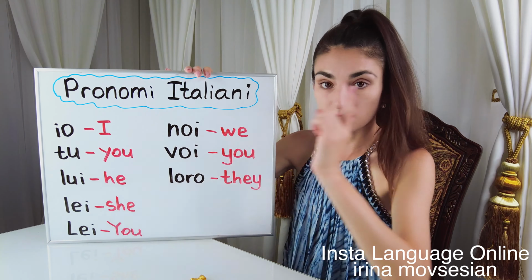Now close your eyes. Repeat after me. Io, tu, lui, lei, lei. Noi, voi, loro. Molto bene. Now, close your eyes and try to remember from the bottom to the top. Loro, voi, noi, lei, lei, lui, tu, io. Pause the video. Do it.